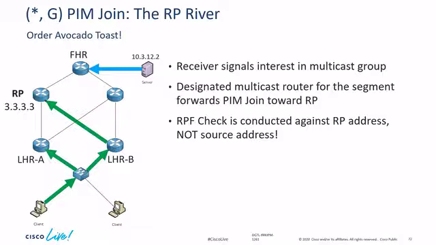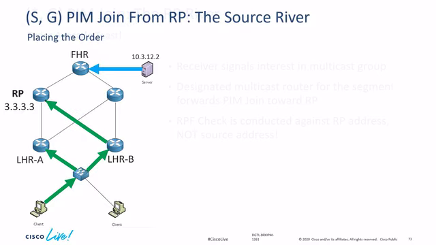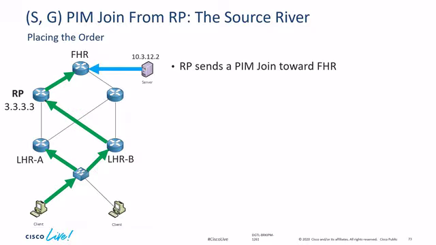So when we're talking about star comma G PIM joins, we're talking about kind of this setup here. That RPF check is checked against the rendezvous point, not against the source, because we don't know who it is yet. And that's an important part of the any source multicast setup, and this is where a lot of people get confused.